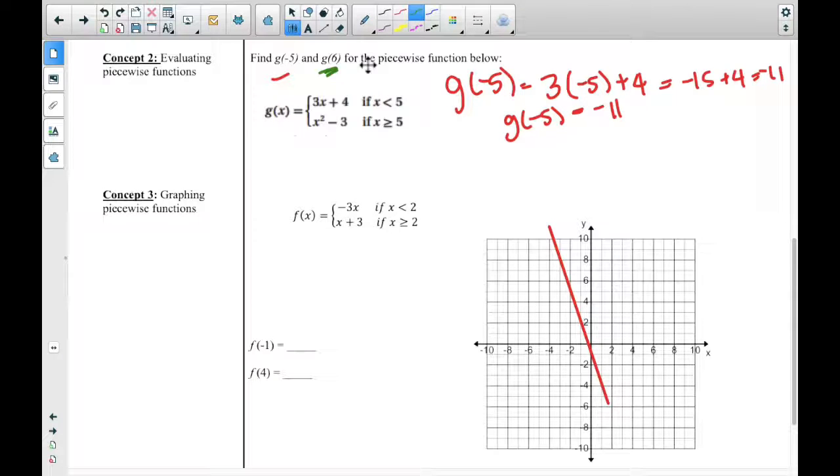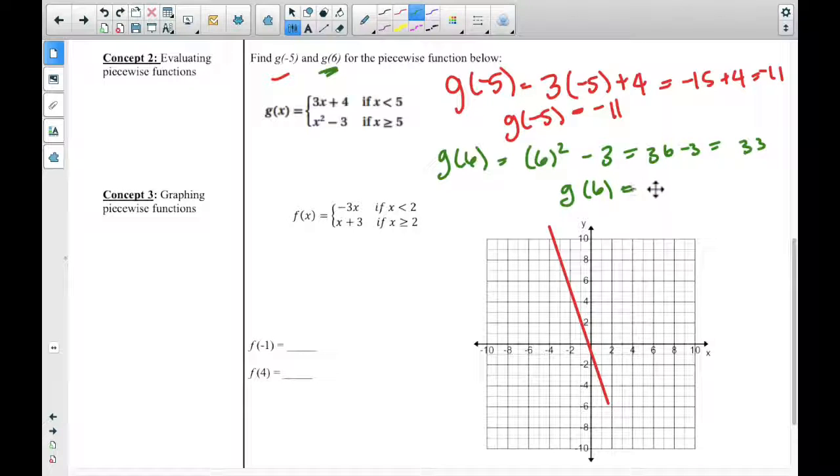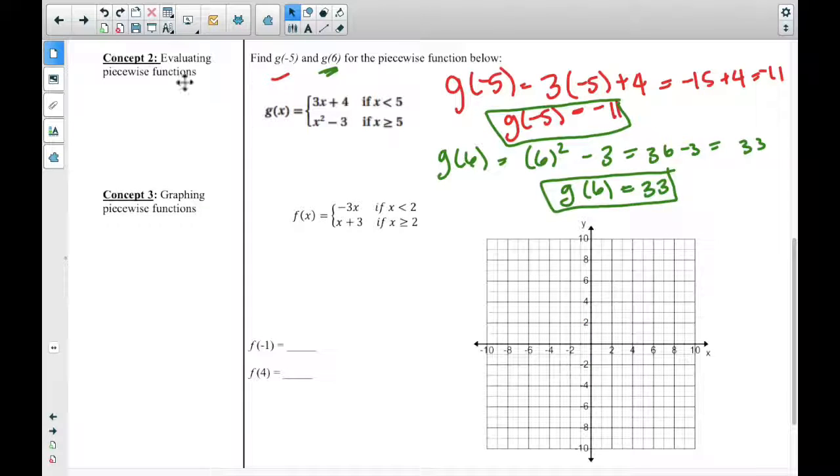Okay, the next question asks, what is g of 6? If we go up here, 6 is greater than 5, so we ought to use the bottom equation. So we're going to plug in a 6 and work this one out. After I work it out, I get that g of 6 is equal to 33. So this concept is something you need to know how to do: take a certain number, decide where to plug it in, and then just work it out.